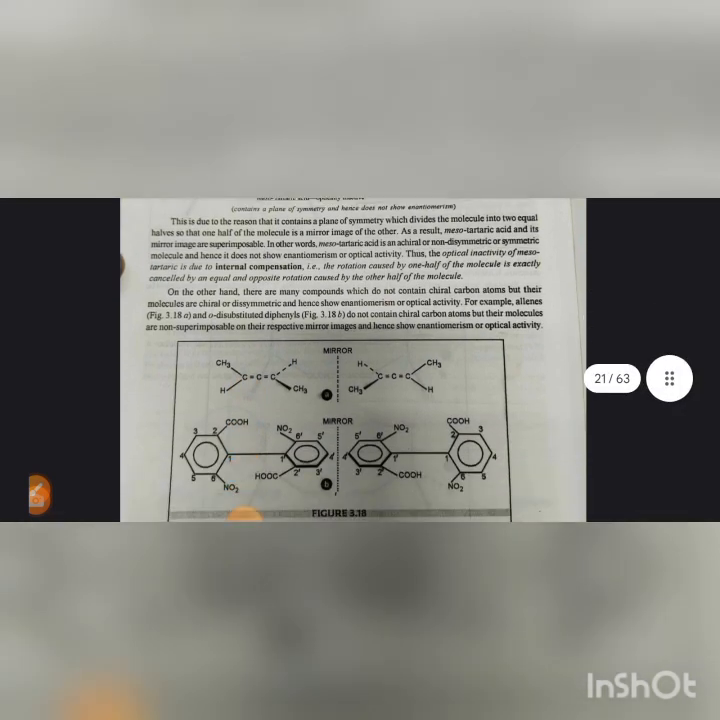On the other hand, there are many molecules which do not contain chiral carbon atoms, but their molecules are chiral or dissymmetric and show enantiomerism or optical activity. For example, allenes and ortho-disubstituted diphenyls do not contain chiral carbon atoms, but their molecules are non-superimposable on their respective mirror image, hence show enantiomerism or optical activity.